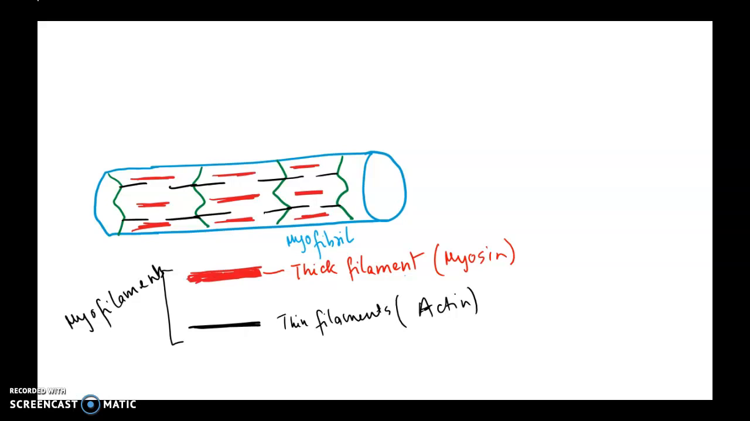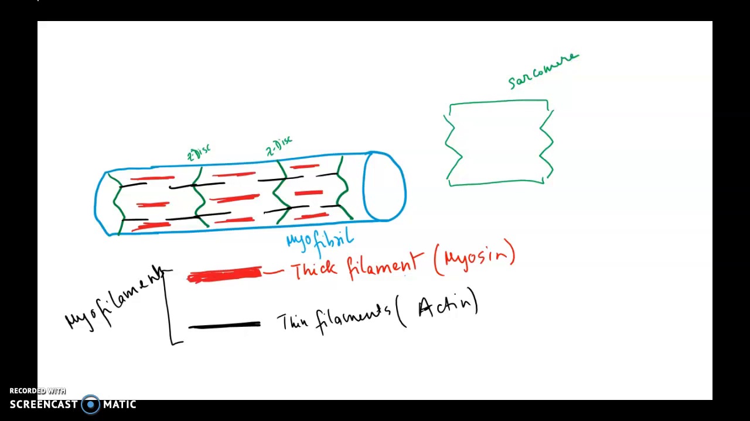Hope that's clear. Now, I want you to notice one thing. Do you see the green Z lines? Those are called Z discs. We will talk about this a little later in the lecture, but I want you to understand this is a Z disc, and this is another Z disc. And from one Z disc to the next Z disc, this unit is called a sarcomere. What is this called? Sarcomere.